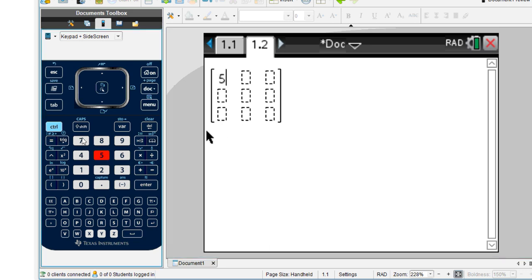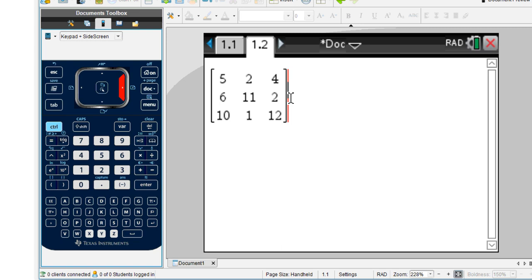And so we have this, and we can just fill in A. We're going to enter 5 tab, 2 tab, 2 tab, 4 tab, 6 tab, 11 tab, 2 tab, 10 tab, 1 tab, and finally 12. So we have everything there.